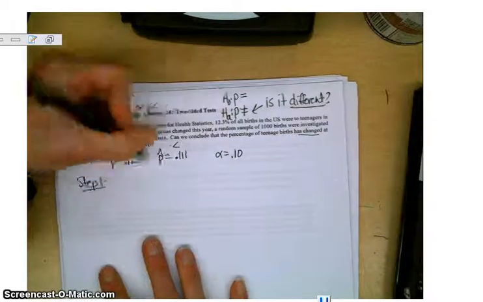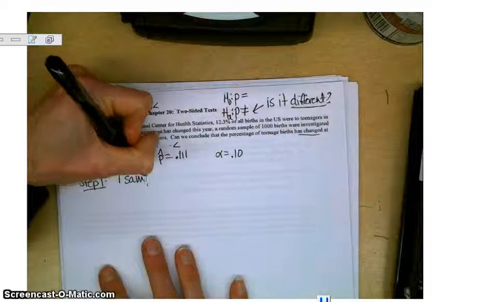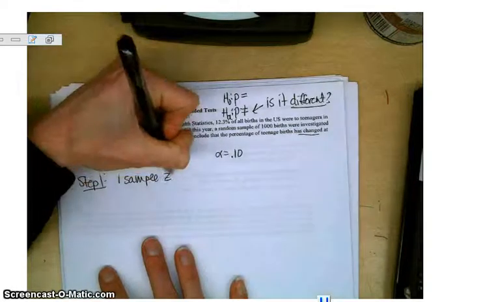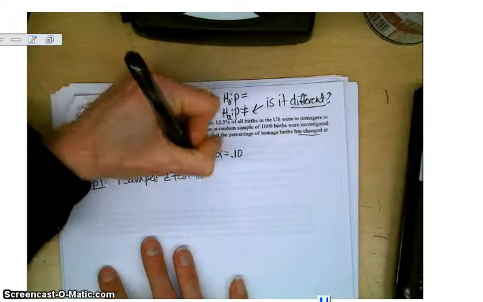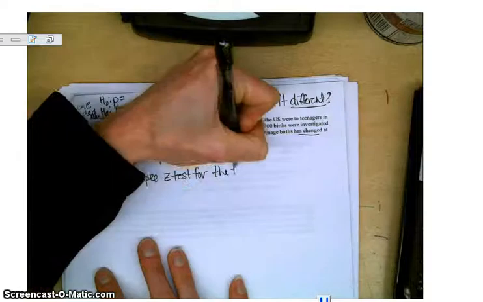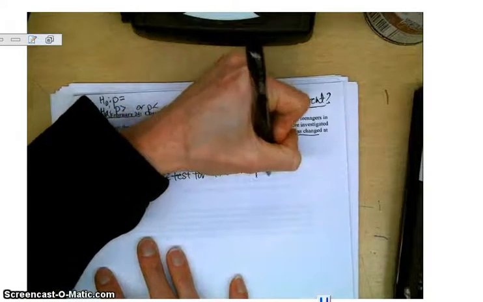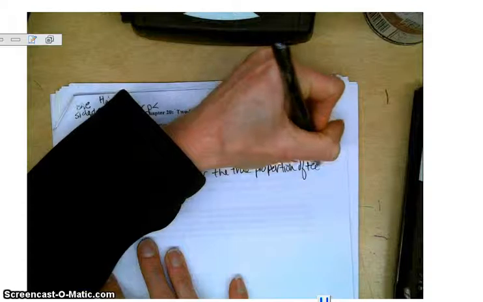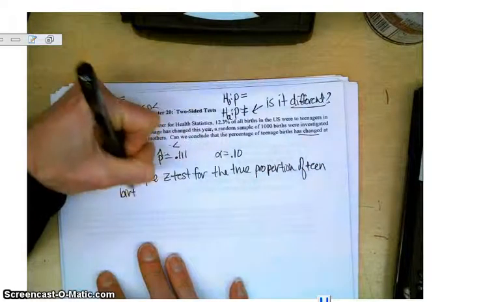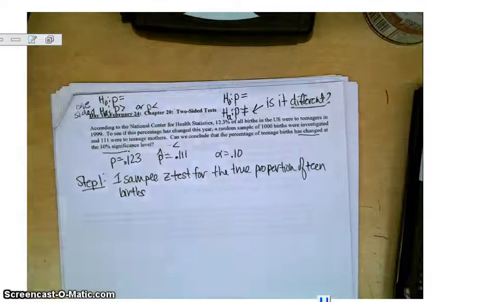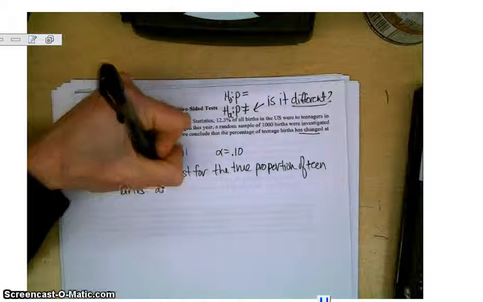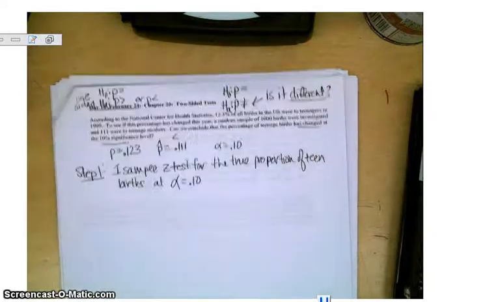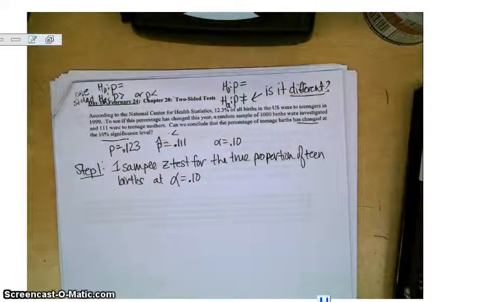So what we're going to do is we're going to do a one sample z-test for the true proportion of teen births. So that's what we're going to do at an alpha level of 0.10, 10%. So we're allowing ourselves an error of 10%.